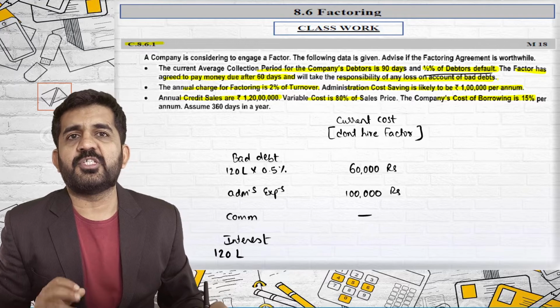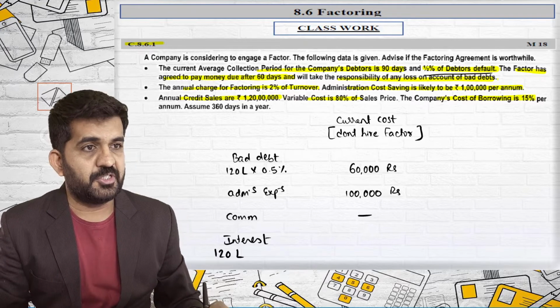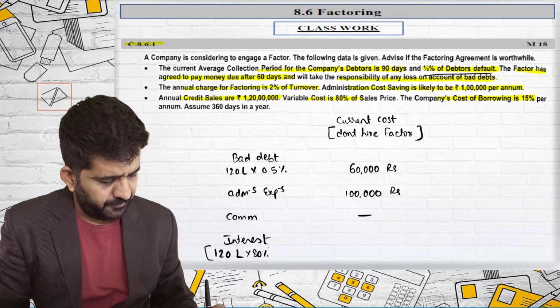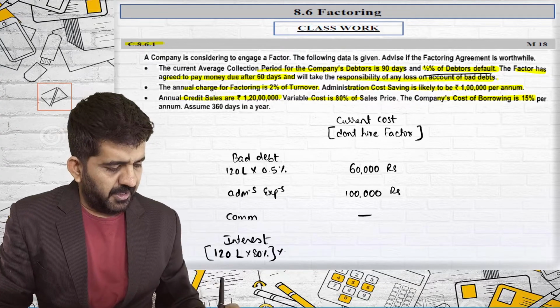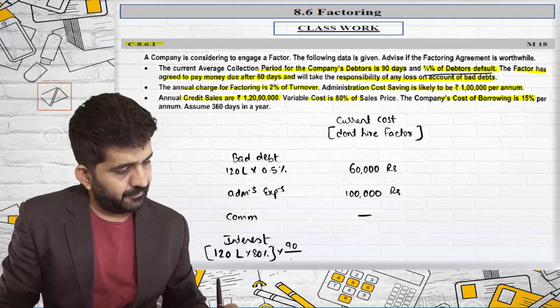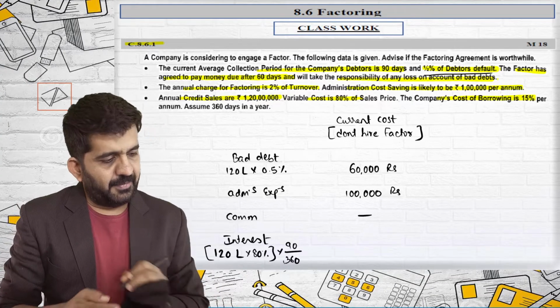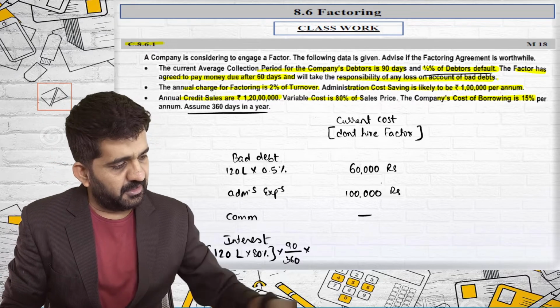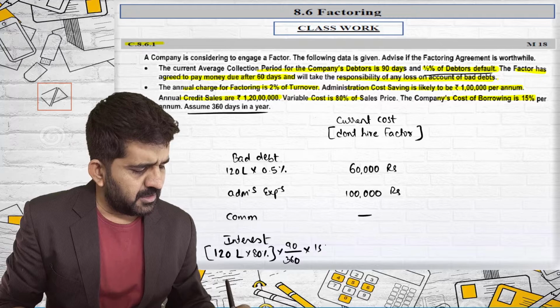We charge interest not on selling price but on cost. Your variable cost is given, so I will be finding out variable cost for the same, multiplied by, what is the credit period? 90 days divided by 360 days. I am assuming 360 days a year. No, it is written: it should be assumed 360 days in a year. And cost of borrowing is 15%.